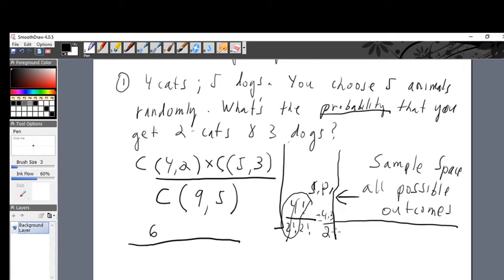What about C53? It would be 5 factorial over 3 factorial, and 5 minus 3 is 2 factorial. All right, I'll just remind you about CNR. The formula is n factorial over r factorial times n minus r factorial, right? So that's where I'm getting these numbers from.